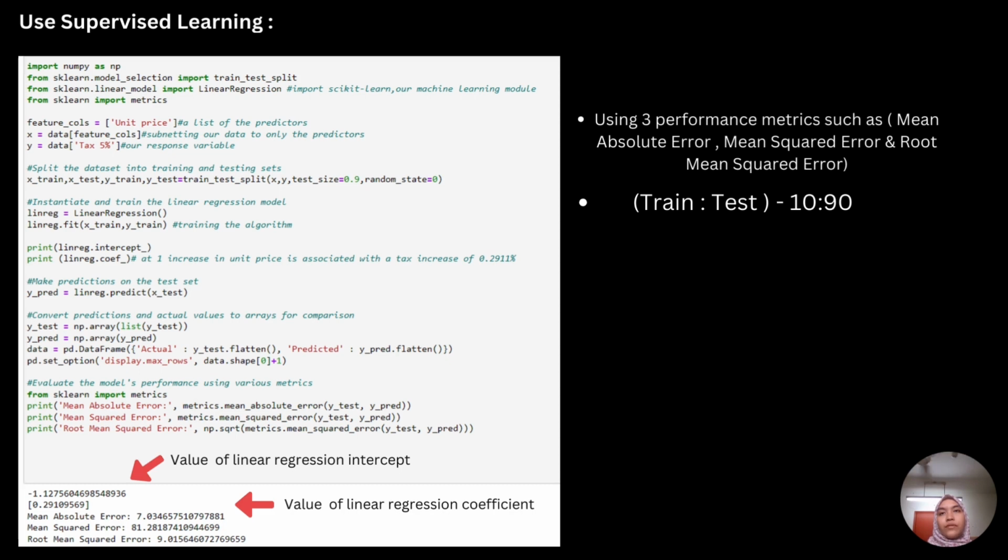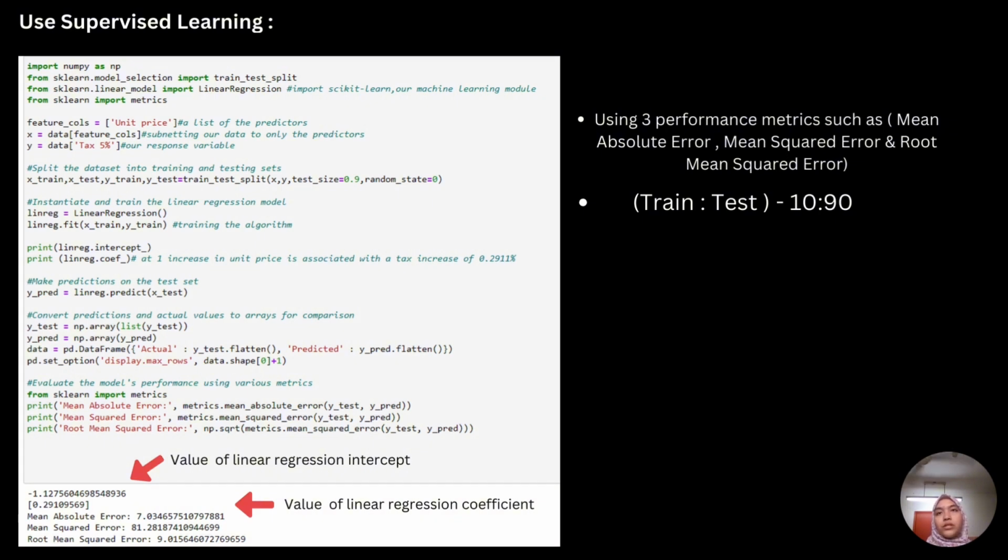Then we find the value of the linear regression intercept and also the value of the linear regression coefficient. For the linear regression intercept, we got the value of negative 1.12756, and the value of the linear regression coefficient is 0.2911, which means a one increase in unit price is associated with a tax increase of 0.2911%.